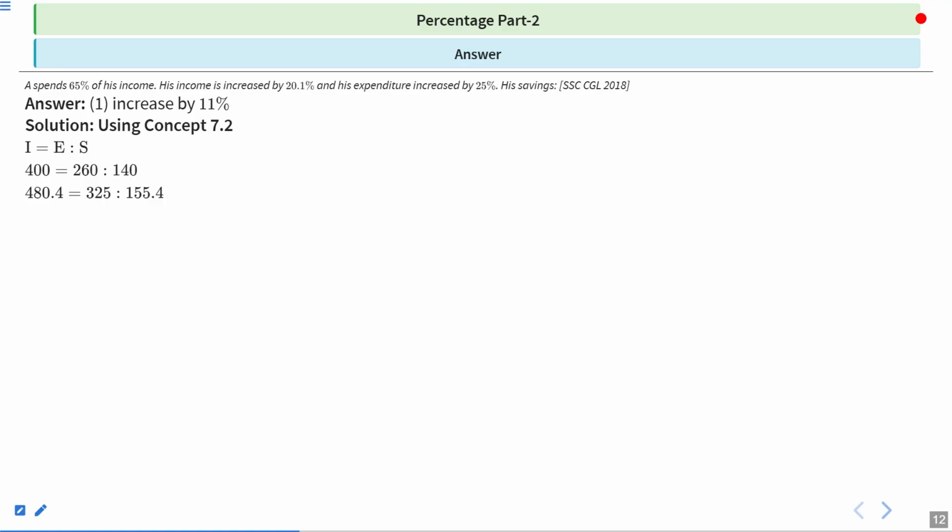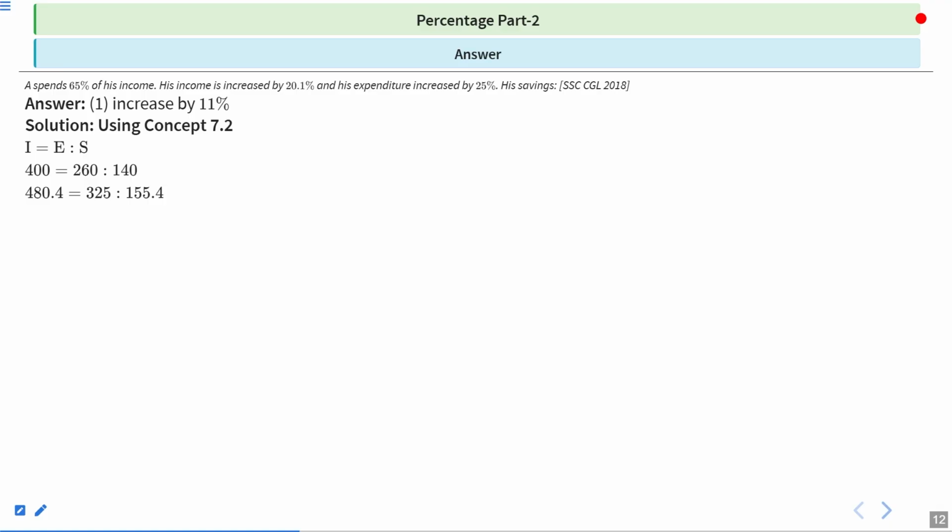Now the question says that his income is increased by 20.1%. So when we increase 400 by 20.1%, it will become 480.4. In the same way, when we increase expenditure by 25%, we know that according to the question expenditure is 260. So when we increase 260 by 25%, we get expenditure equal to 325.